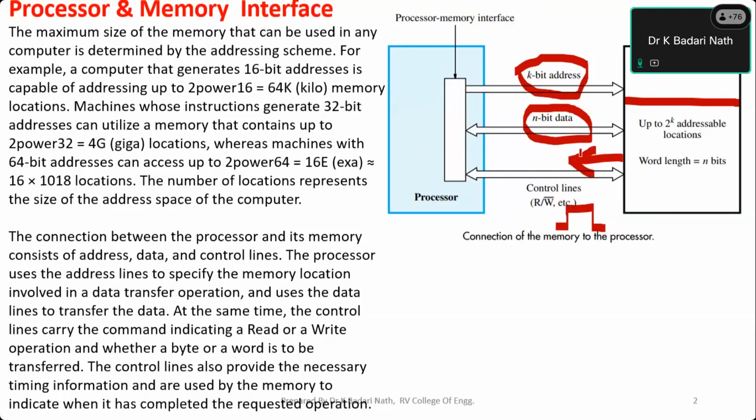So these 3 signals, which are essential to communicate between the processor and memory, are called control lines or control bus. So what are those? Read, write, and memory function complete. So overall, the memory and the processor interface require 3 sets of buses: address bus, data bus, and control bus.